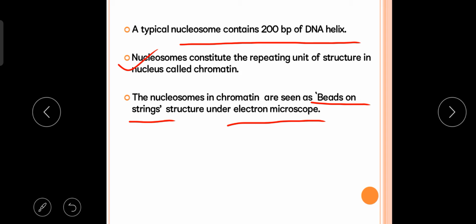But when they move to the next phase during cell division, they appear as short and very thick structures known as the chromosome. That means simply the chromatin network and chromosomes are the same. So all these nucleosomes are present in the chromosome, or you can say in the chromatin network. Both are the same. Now move to the next one.